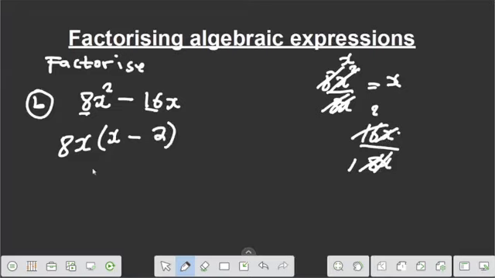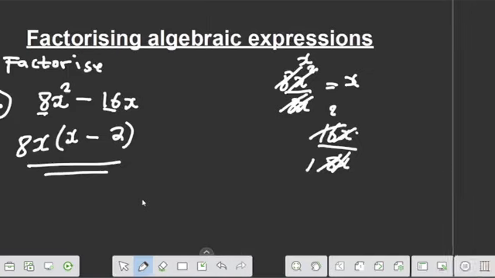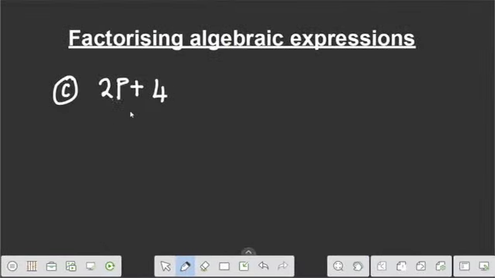A 2. So we have factorized, and this is our answer. Okay, so I hope it's clear. We look at other examples. All right, so here is another example.